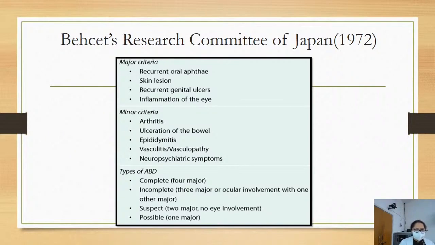Coming to the criteria, the Behçet's Research Committee of Japan has 4 major and 5 minor criteria. In our patient, skin lesion and inflammation of eye were there. The types of Behçet's they have given are complete, incomplete, suspect and possible. In complete, all 4 criteria should be present. In incomplete, 3 major or ocular involvement with 1 other major criterion should be there. In suspect, 2 major with no eye involvement, and in possible, 1 major should be there.